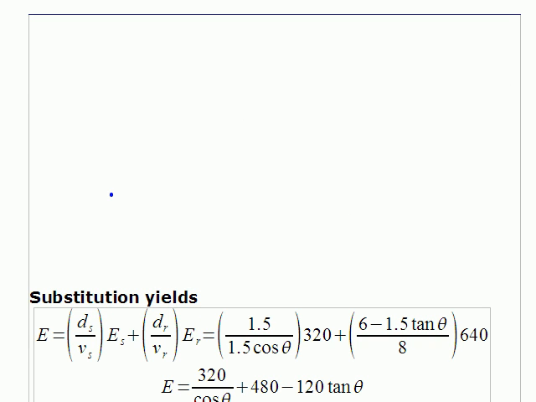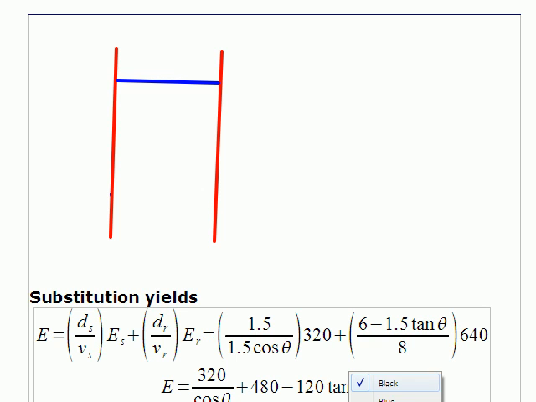So the first thing we're going to do, which is what you should always do in problems like this, actually in any problem, is to draw a picture. So here's going to be my picture. This is the river. And I know the width of the river. The width of the river is 1.5 miles.